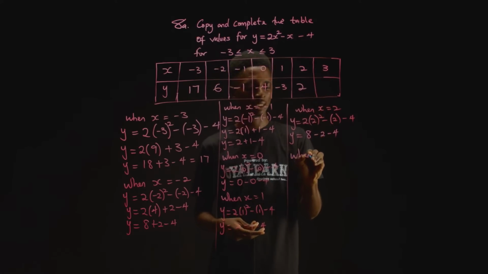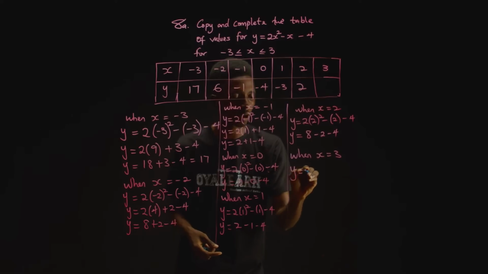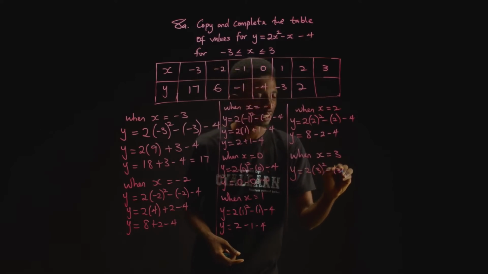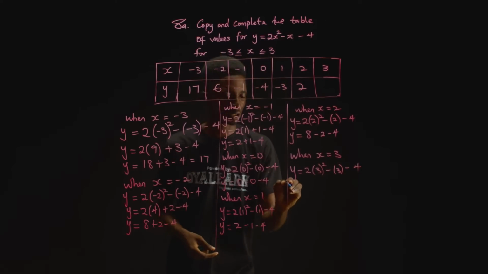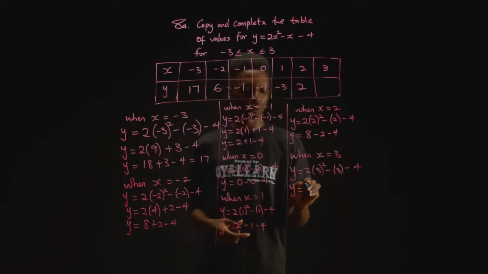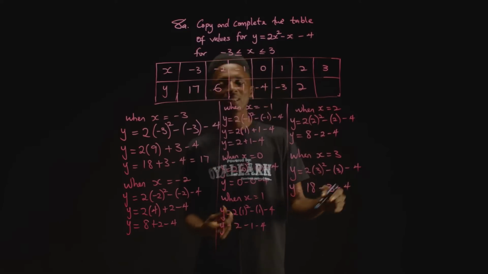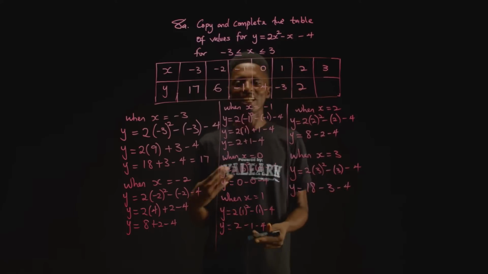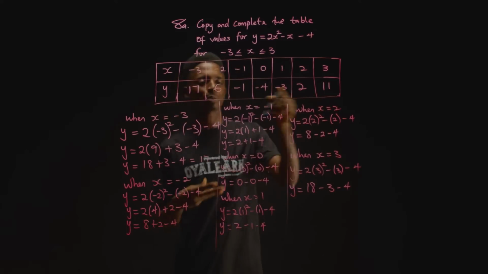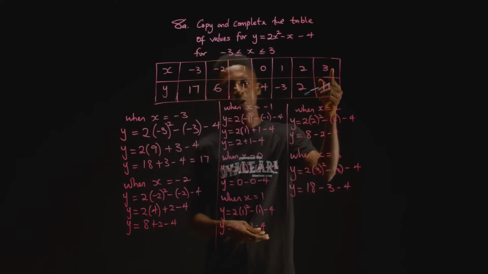Then when x equals 3, what we'll have there is y equals 2 into 3 squared minus 3 minus 4. Now 3 squared is 9. 9 times 2, we have 18, minus 3 minus 4. So minus 3 minus 4 is minus 7. And 18 minus 7 gives us 11. So now we have all the corresponding values of y when x ranges from minus 3 to plus 3.